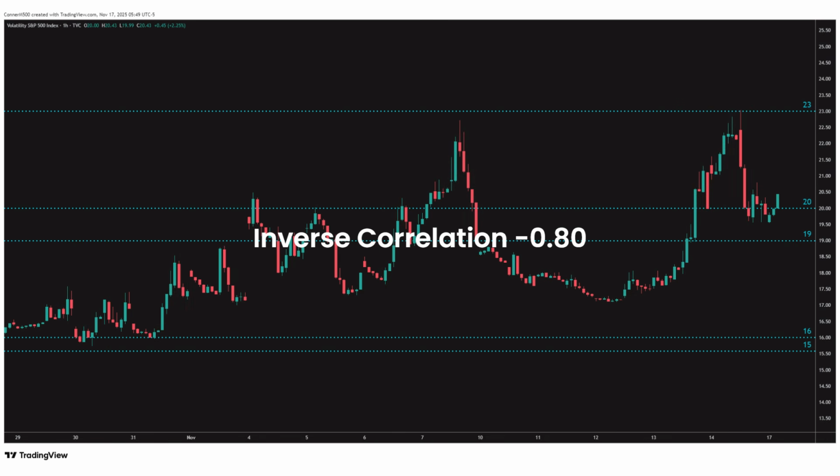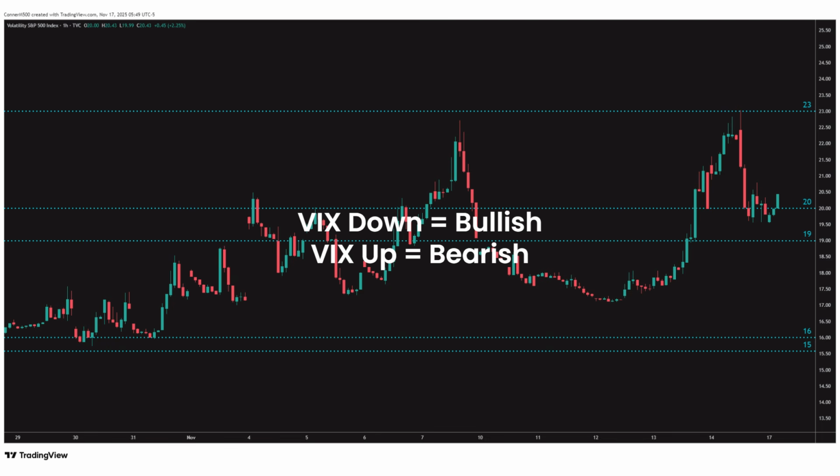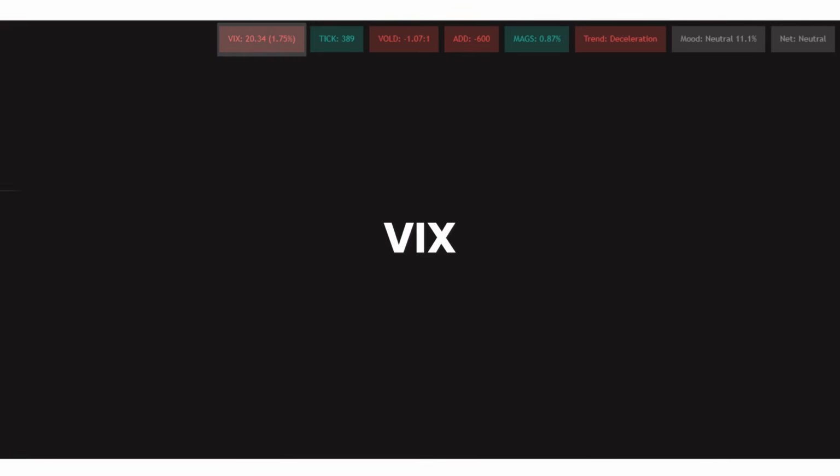Historically, the VIX has a strong inverse correlation with the S&P 500, around -0.8. A declining VIX is generally bullish, while a rising VIX tends to be bearish. On our dashboard, this metric is displayed as a bubble, color-coded with a numerical value, showing the current VIX level and its daily percentage change.